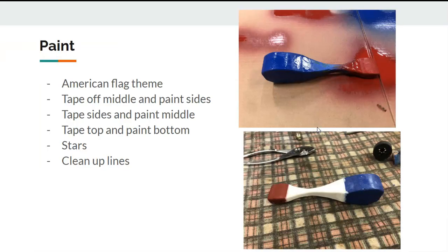For my paint job, I wanted it to look like the American flag, so I painted it red, white, and blue. I began by painting the sides red and blue and taping off the middle. After that was dry, I taped off the ends to make the middle white. Next, I taped off the top and painted the bottom all blue. To make my car look even better, I made stars on the blue by holding the spray paint can far away and spraying the blue part. I cleaned up the lines on the spray paint to add the finishing touches so I could move to the last step before racing.